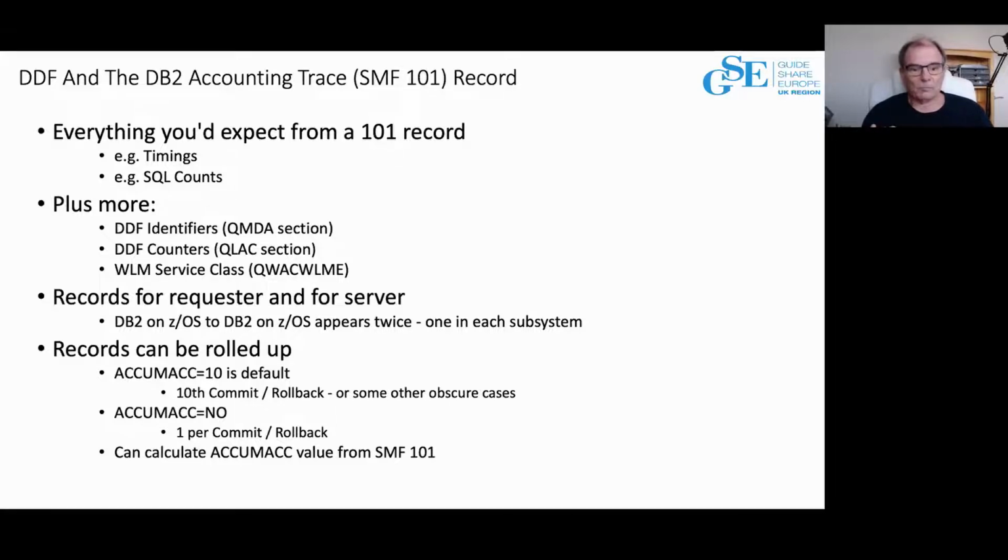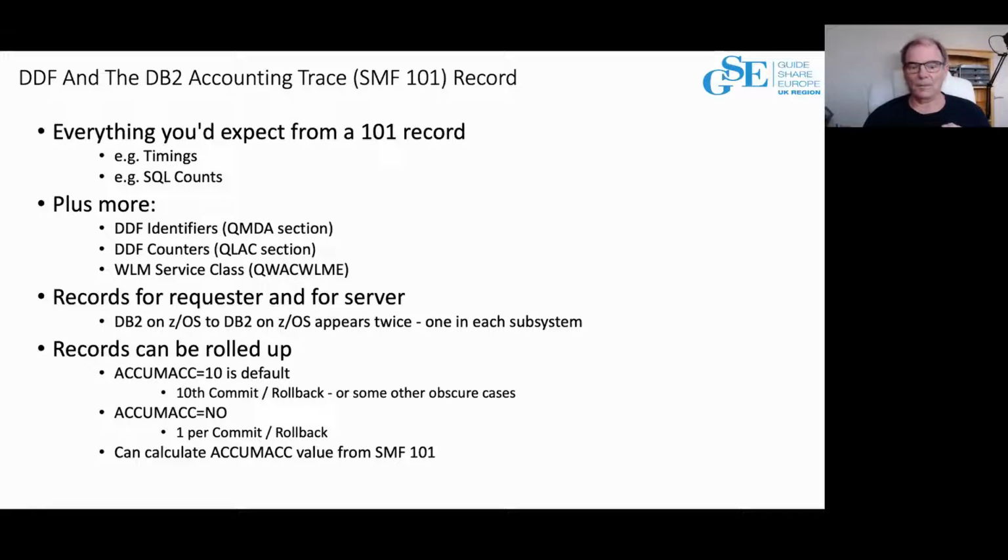So really there's two sections here, as I say. There's the QMDA section, which is full of names, lovely. And the QLAC section, which is full of counters, again, lovely. But before we get to that, there is a very nice field in a section that exists in non-DDF connection types called the QWAC. Now that field is QWAC_WLM_NAME, which is the service class that the 101 record relates to.